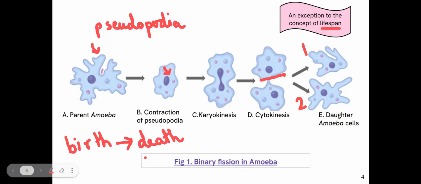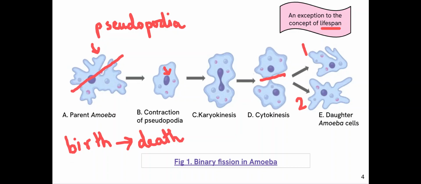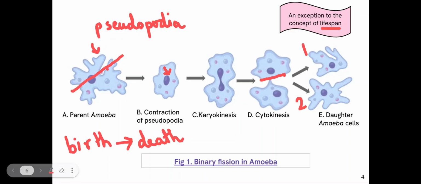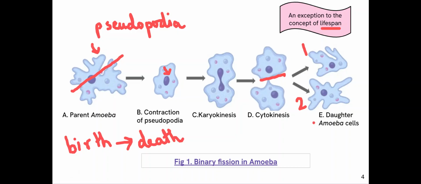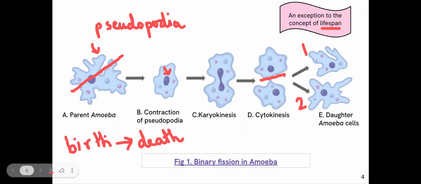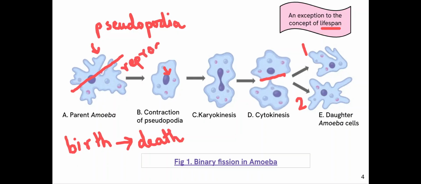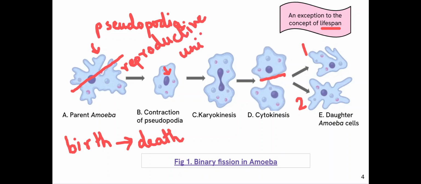But in the case of amoeba, you can see over here that there is no concept of death of amoeba, because the parent amoeba is itself splitting into two, getting divided into two cells to give rise to the daughter amoeba. The whole structure is getting divided. So the parent amoeba actually acts as a reproductive unit.